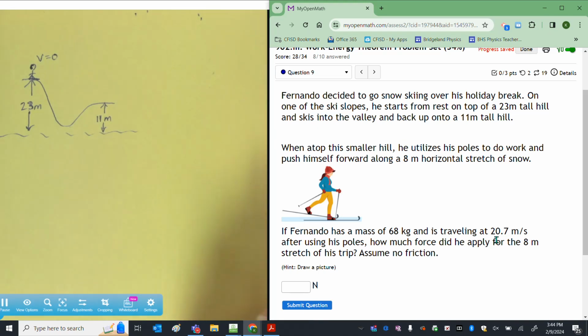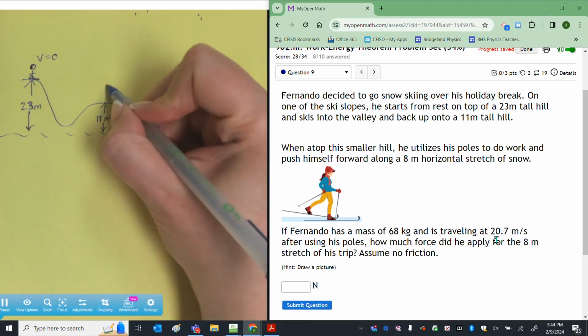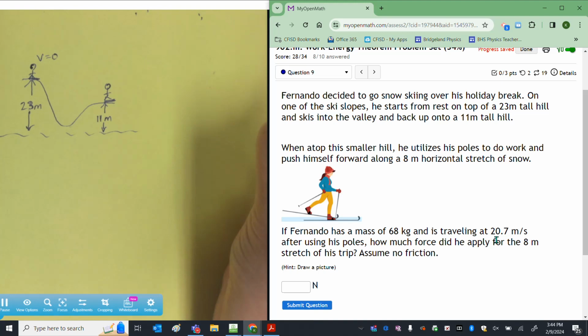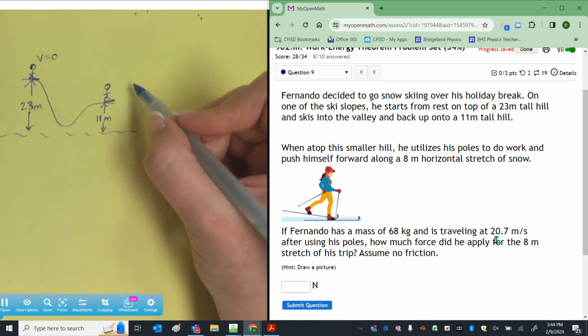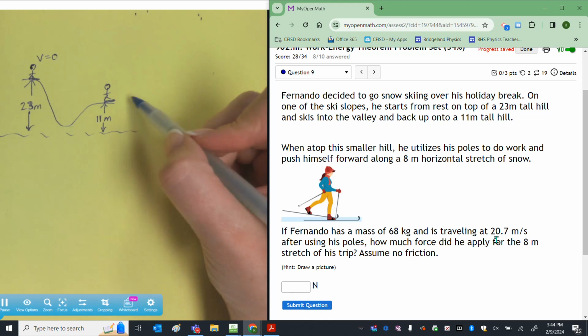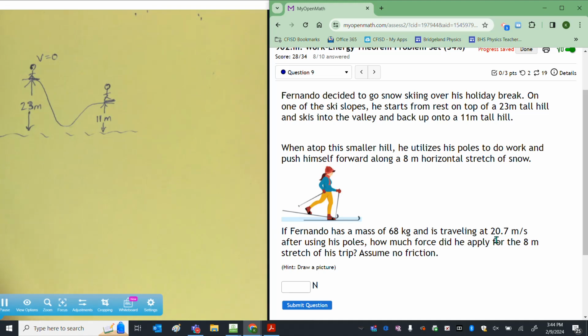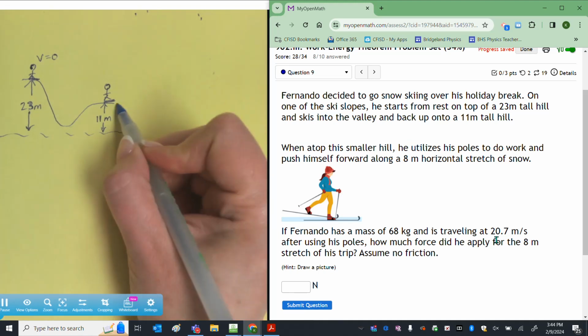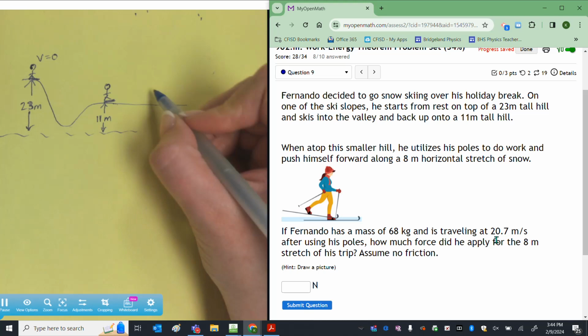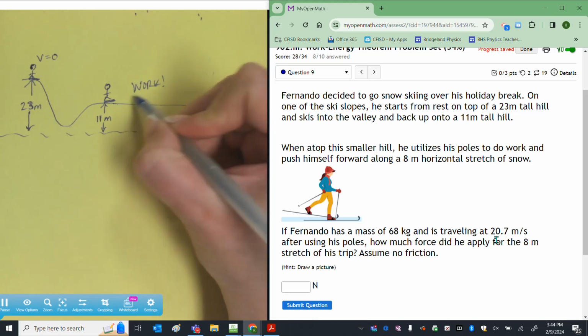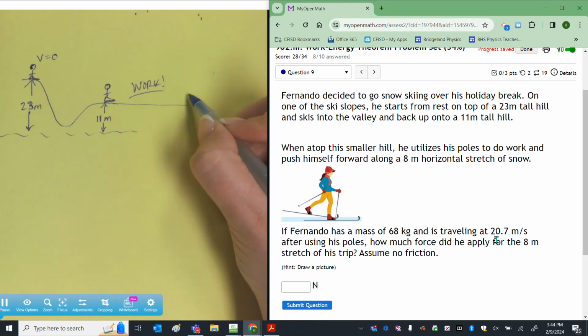And so I have some heights here, and at the top of this hill, it says he goes back up onto it, so we would assume that he's still moving. Then when he's on this hill, it says he uses his poles to do work to push himself along an 8-meter long stretch of snow. So there's going to be work that's happening here. And so after that, now he's over here.